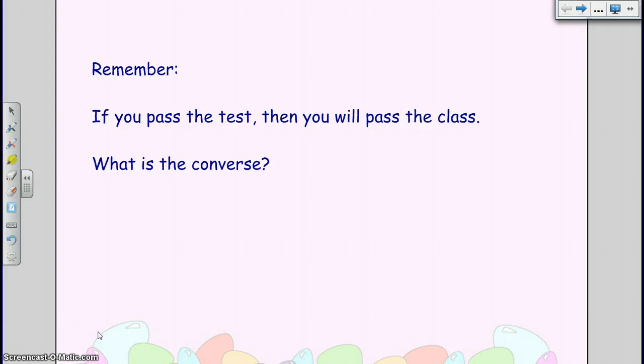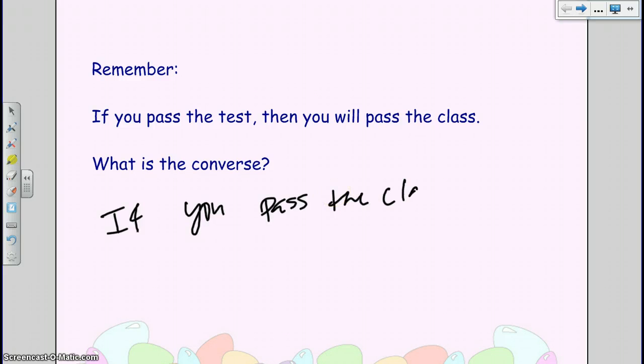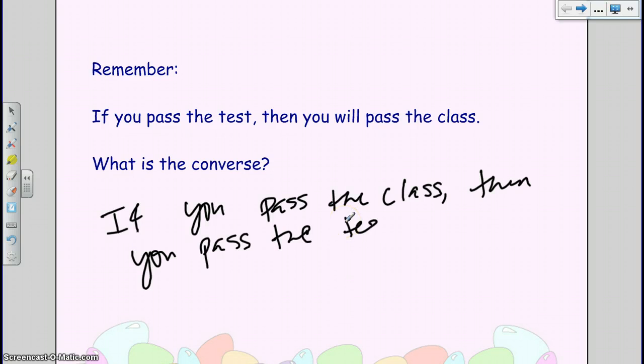Alright, so remember in the first 6 weeks we talked about conditional statements, and we had this statement: if you pass the test, then you will pass the class. What is the converse? The converse, remember, is the flipped version. So if I started off with if you pass the test, and then I went into you will pass the class, the converse would be if you pass the class, then you pass the test. So all I did was change the order. This is something we went over in the first 6 weeks.